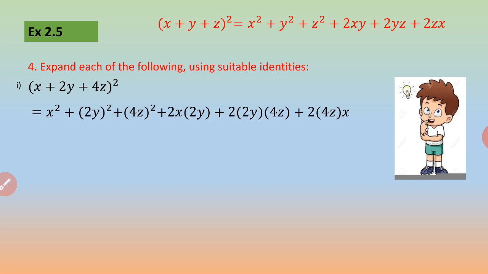So here we have done the corresponding changes. X square remains x square. Y is 2y. So wherever it was y in the right hand side of the identity, we have written it as 2y now. You can see the corresponding changes done. Then z here becomes 4z. So wherever it was z on the right hand side of the identity, we have written it as 4z now. So after doing the corresponding changes, we have got a statement x square plus 2y whole square. This putting the bracket for 2y is compulsory.